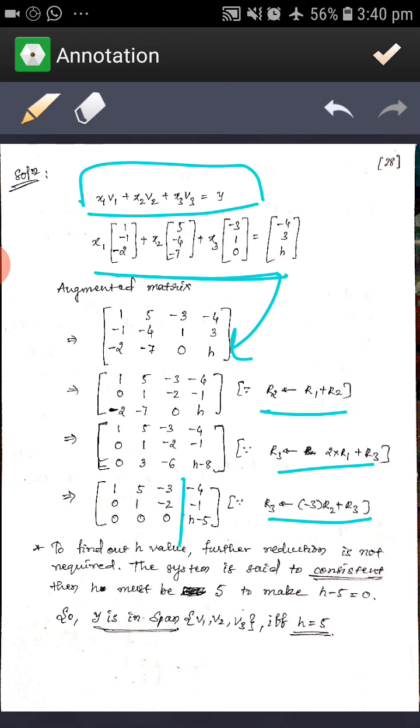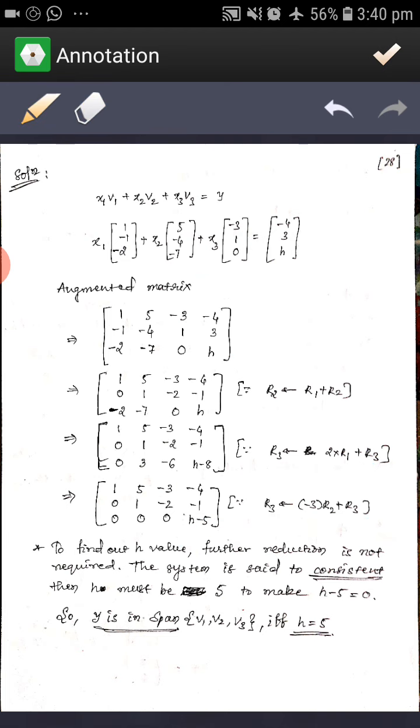After performing them, there is a difference between this problem and the previous one. Here the third entry in b is a variable h, not a fixed value. After the operations, the third term comes as h - 5. So we can't say the system has no solution, because it can be 0. When h is 5, this becomes 0. If both are 0, then the third variable is a free variable and we can assume values, so the system is consistent.